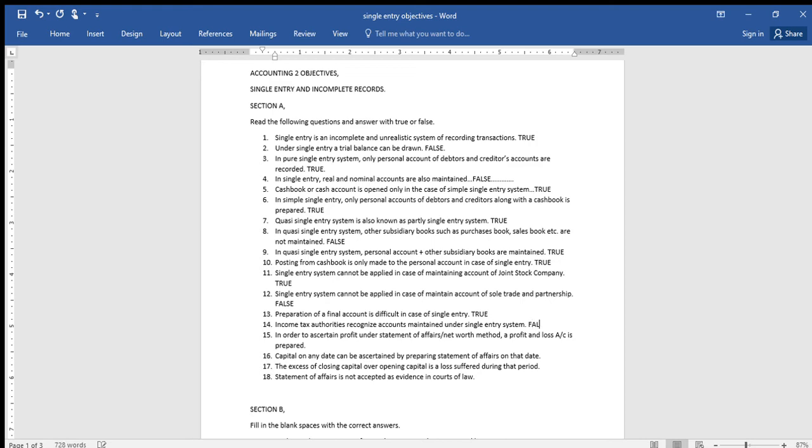So here the answer is false. Then number 15, in order to ascertain profit under statement of affairs, net worth method, profit and loss account is prepared. Nope. The answer is false.